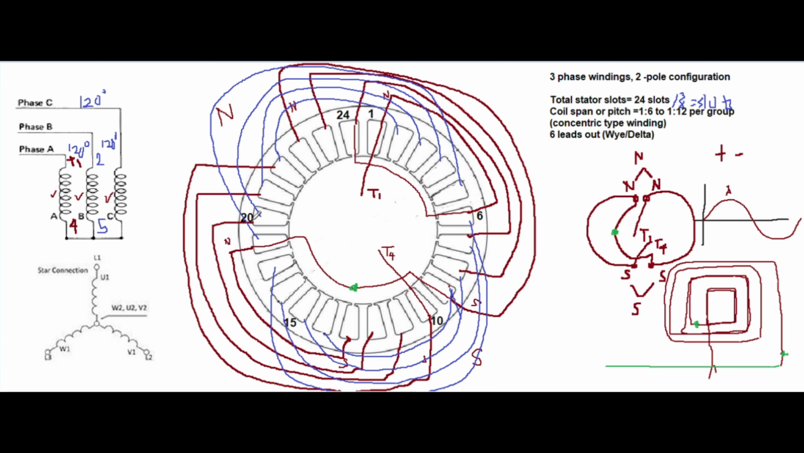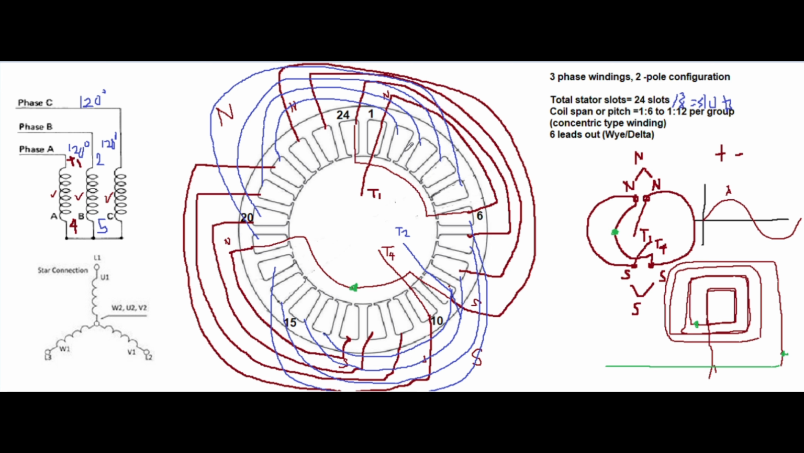Okay, no slots between them to make a two-pole connection. So how to make the distance 120 degrees? 8 slots apart. So the small one should be here, T2. Count the distance between 1 and 4 and follow to the second phase. So if we start here, 1, 2, 3, 4, 5, 6, 7, 8, 9, 10.